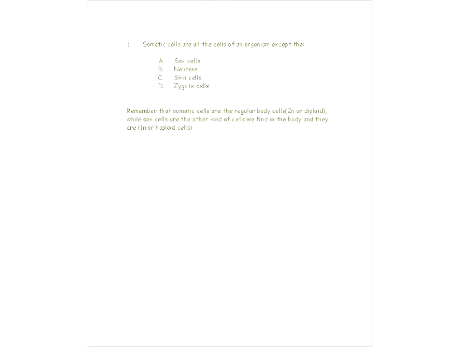First question says, somatic cells are the cells of an organism except the... Okay, so let's just read over the material below, and I'll let you come to the conclusion as to what the answer should be. So the info below says, remember that somatic cells are the regular body cells. So we could call those 2N or diploid cells. And sex cells, on the other hand, are the other kind of cells we find in the body, and they're 1N or haploid cells, and we also call them gametes, right? Okay, so based on that info, which ones do you think are not somatic cells in this question here?